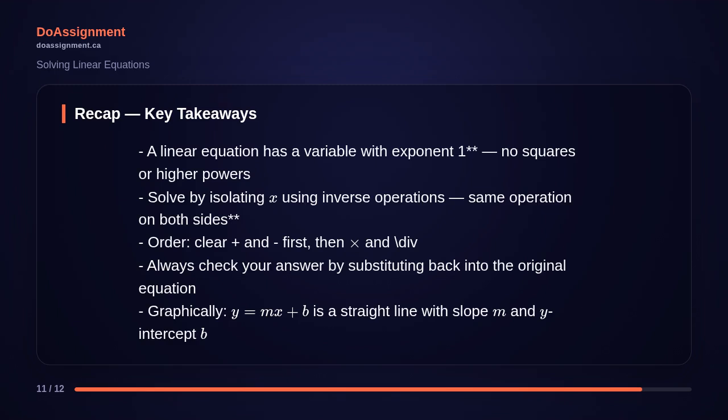Here's the full recap. A linear equation keeps the variable at exponent 1. No squares or higher powers. To solve, isolate the variable using inverse operations, always keeping both sides balanced. The order is clear addition and subtraction first, then multiplication and division. Always verify your answer by plugging it back in. And graphically, every linear equation in the form y equals mx plus b is a straight line where m controls the steepness and b tells you where it hits the y-axis. Master these ideas, and you have a solid foundation for all of algebra.